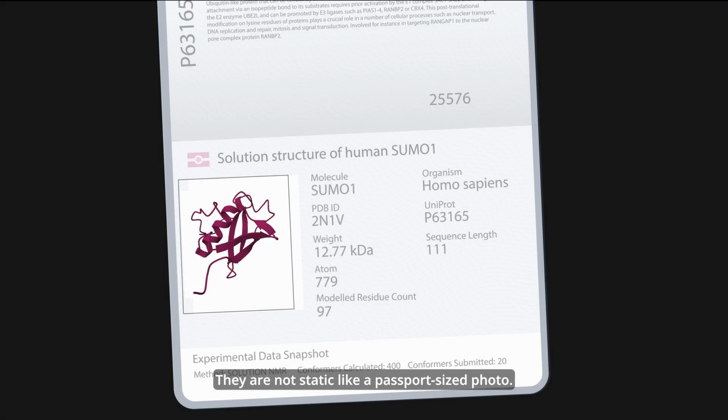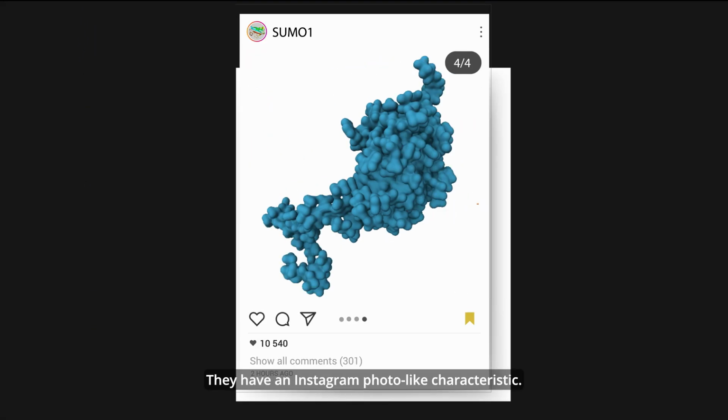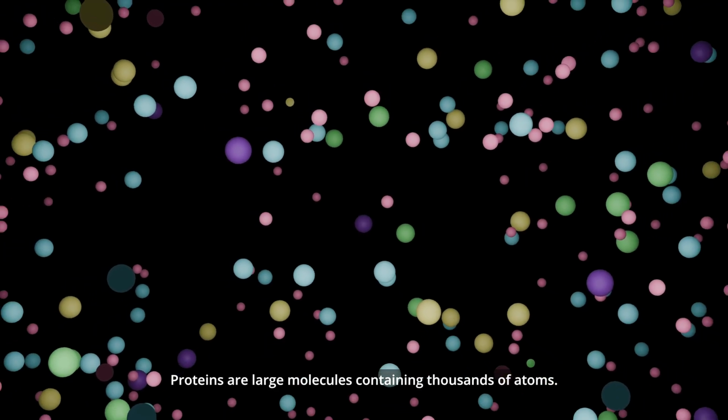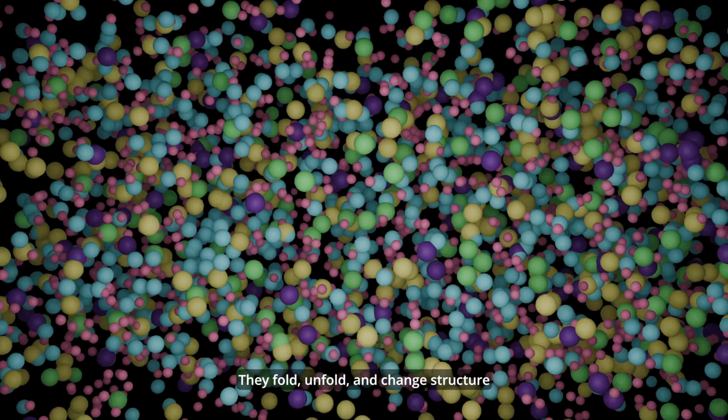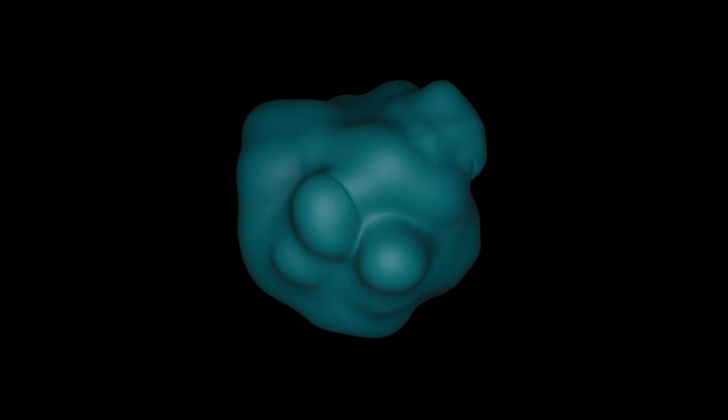Proteins have a very dynamic personality. They are not static like a passport size photo. They have an Instagram photo like characteristic. Proteins are large molecules containing thousands of atoms. They fold, unfold, and change structure to perform their intended function.